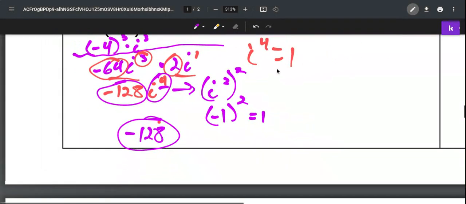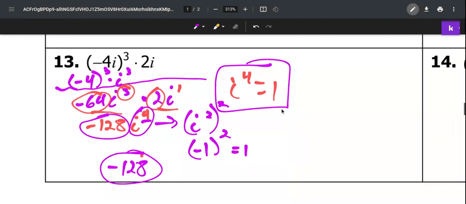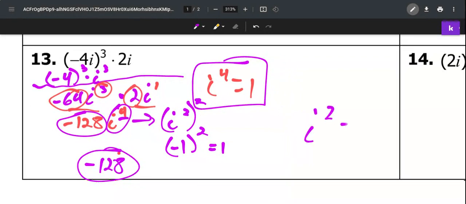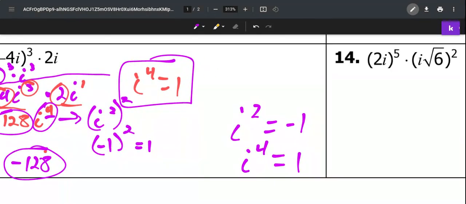All right. Another thing you can do, though, i to the 4th is always 1. That's a good one to memorize. These are the two that you really want to remember. i squared equals -1. i to the 4th equals 1. Those are good ones to know. All right, so now let's move on and let's go to the back.